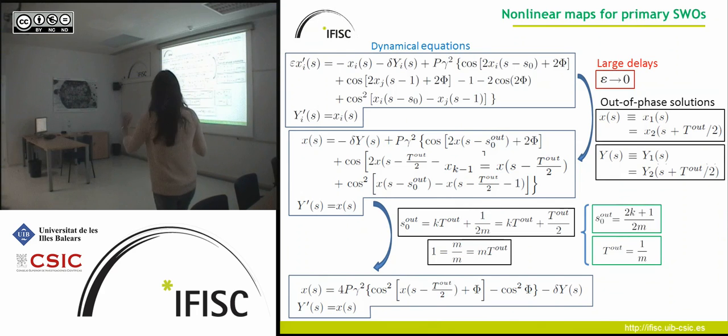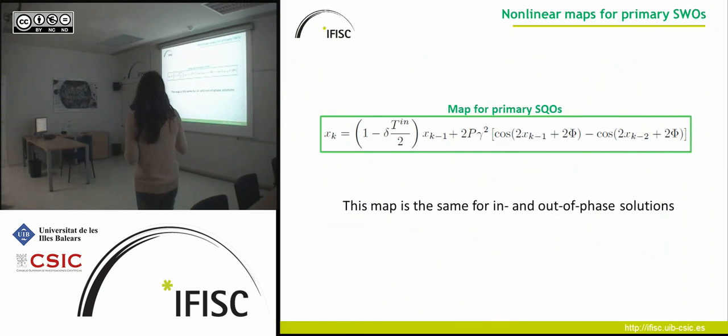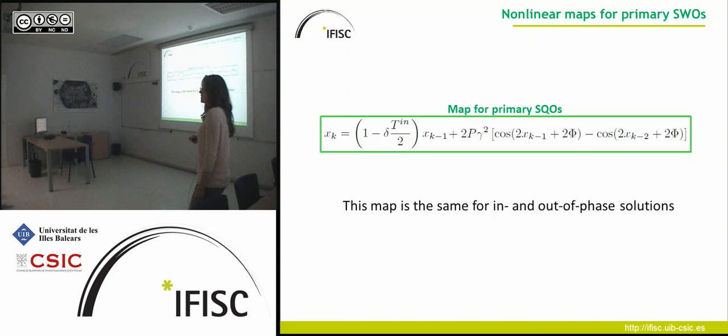One can do the same thing for the out-of-phase solution. I'm not going to explain this, but you can see it later. It is exactly the same, but we change this part. And what we obtain is exactly the same map. This is an important result: the map is independent of the nature of the solution. We obtain the same map for in-phase and out-of-phase solutions.